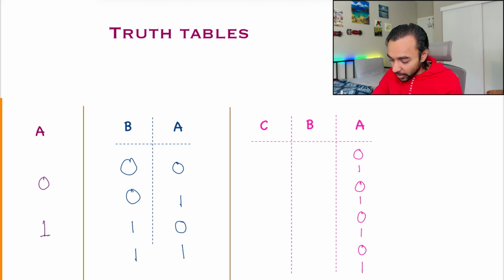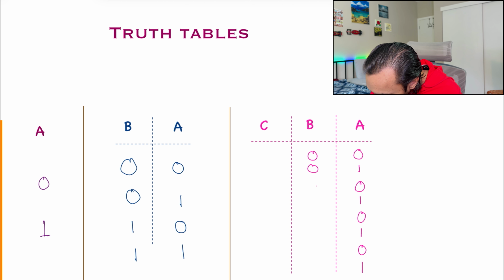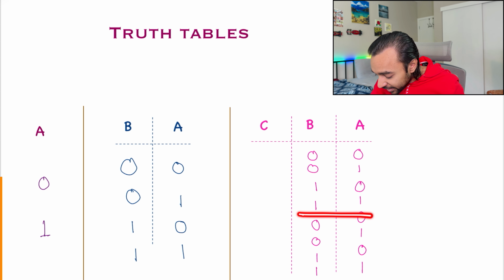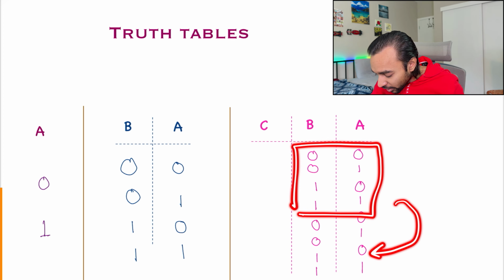Now look at B. To do B, I will write down 0 2 times, then 1 2 times. Then again a 0 2 times, and then a 1 2 times. So these are all the possible states the bit B has. If you notice, this entire thing gets repeated over here.